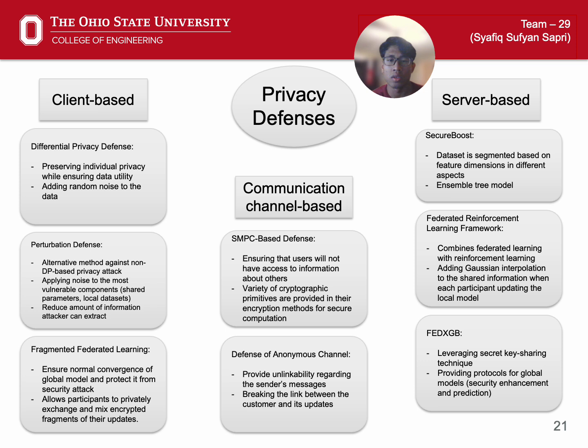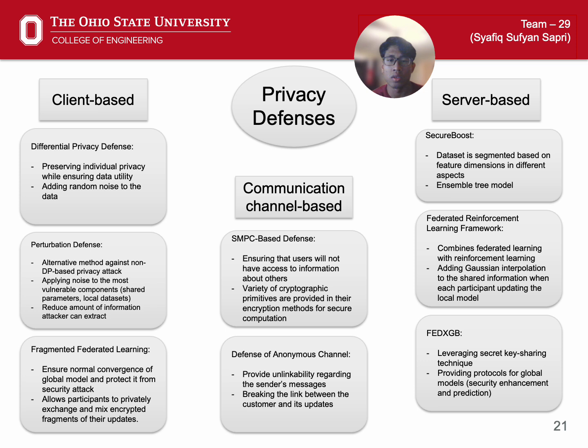So there are three defenses that we could apply, which are client-based, communication channel-based, and server-based. So first one, the client-based. There are three defenses, and we can start with the differential privacy defense. The differential privacy defense will preserve individual privacy while ensuring data utility. It works by adding random noise to the data.